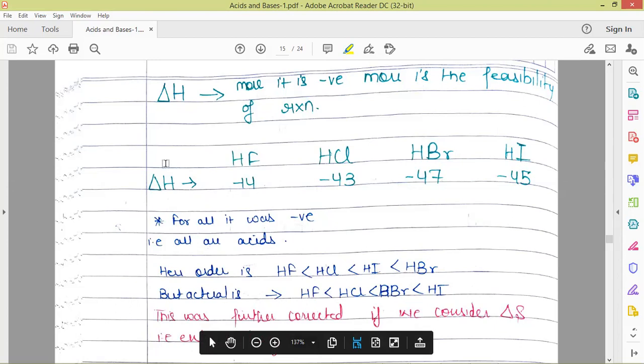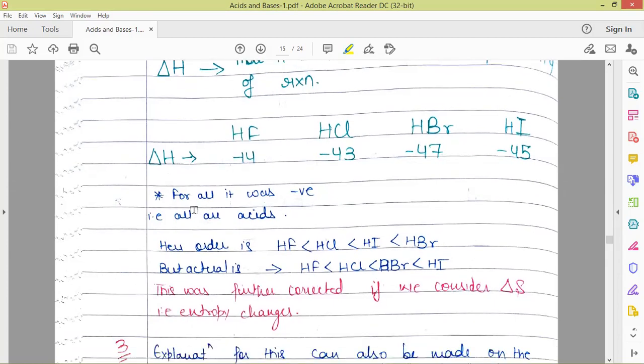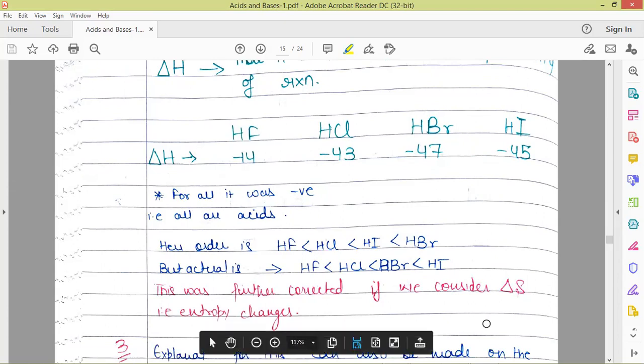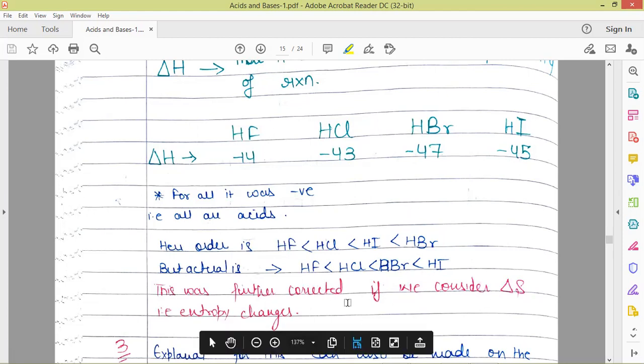In these considerations, we have not considered the delta S values, that is, the entropy changes. Considering entropy changes is a tedious process, and that is not part of your syllabus. So you just have to memorize this order based upon the delta H value, and that HI has the highest acidic strength. If we consider the entropy changes also, then the order gets rectified and the actual order becomes this.